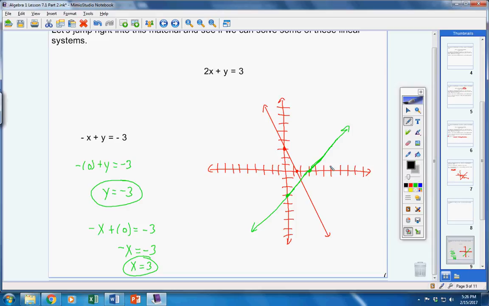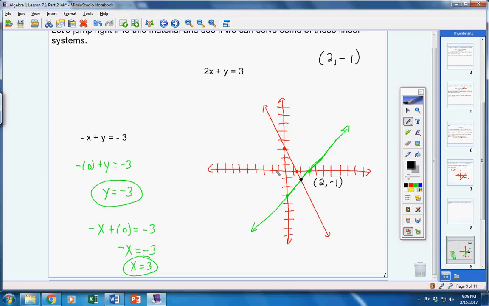So they both intersect right here. Now, it's not perfect, but it looks like it lines up with positive 2 on the x-axis and negative 1 on the y-axis. So I'm assuming that's my answer. Okay, now I could be wrong. Well, Mr. Earhart, how can it be wrong? You graphed it. Well, guys, graphs aren't perfect.